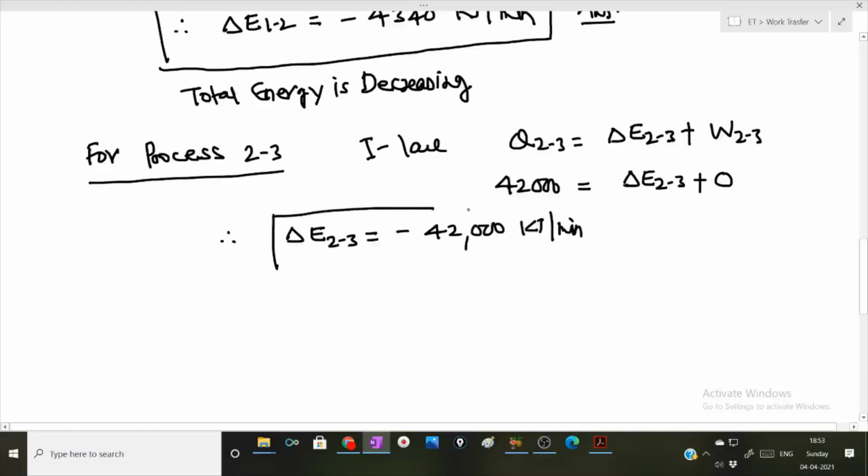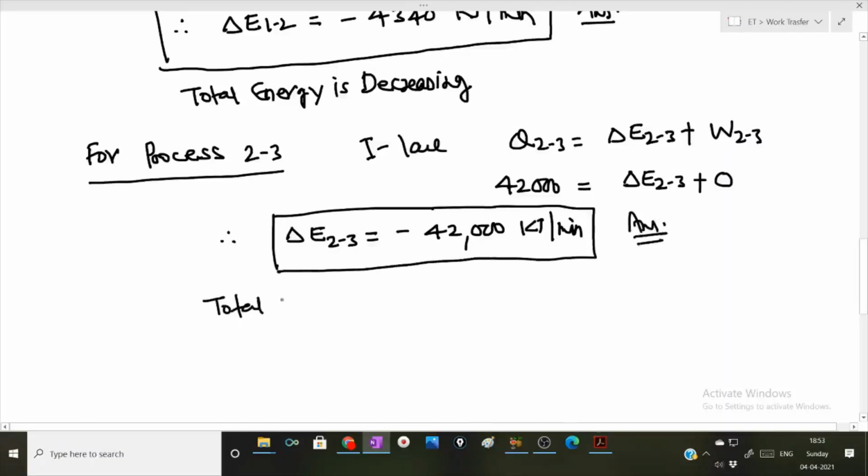This will be the required answer for process 2 to 3, and the comment will be: total energy is decreasing during the process 2 to 3.